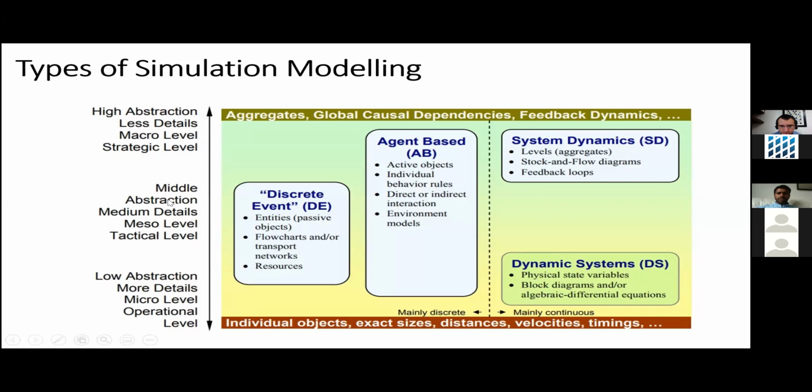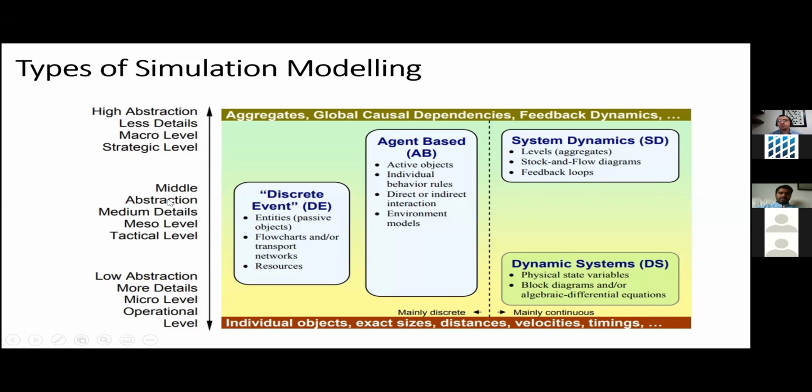On the middle level, we have some sort of high detail. We are talking about the meso level, where we are doing things with tactical stages. And at the very bottom left, we have low abstraction, which means we have a very high amount of data coming in. We are talking about the operational level. So this is where discrete event simulation tends to lie.